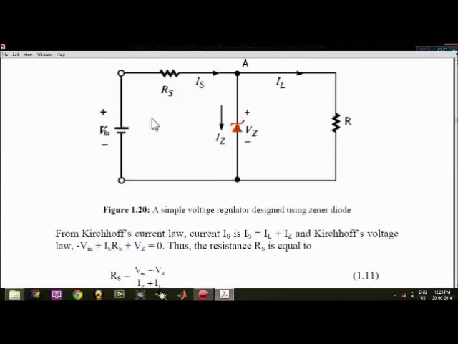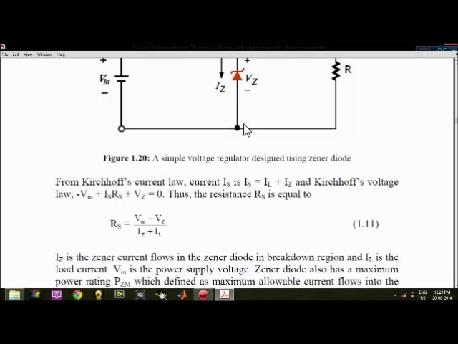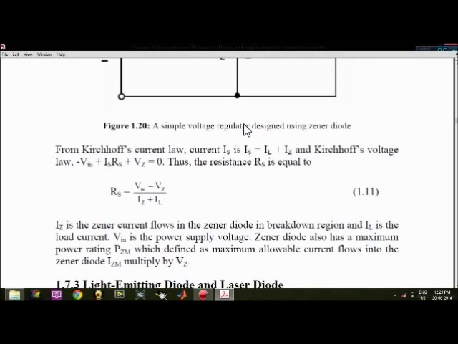It is given as minus Vin plus Is Rs plus Vz equals 0 for the first loop, and we get Rs equals (Vin minus Vz) by (Iz plus IL). So Iz is the Zener current that flows in the Zener diode in the breakdown region, and IL is the load current in the circuit. We have seen that Vin is the supply.